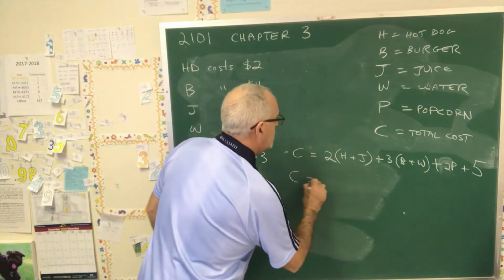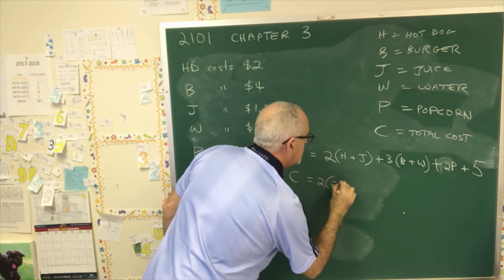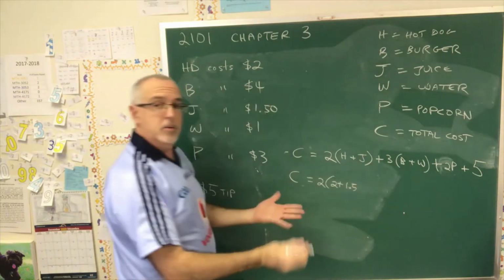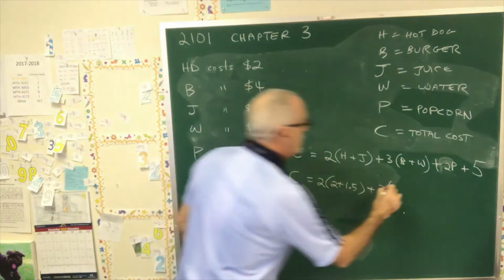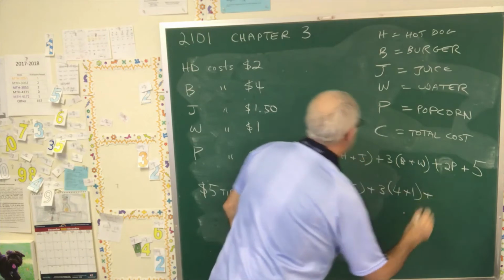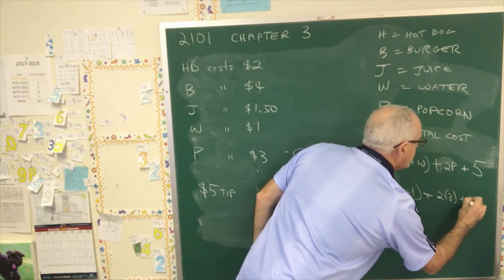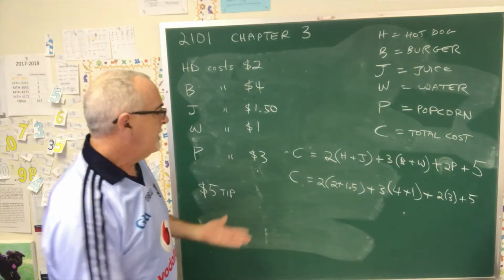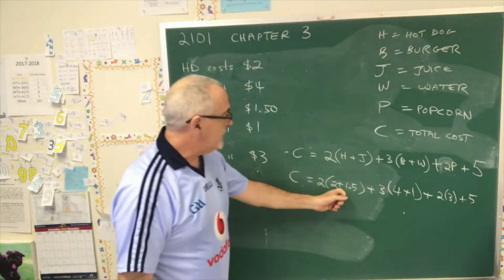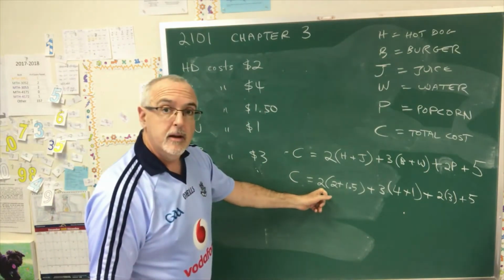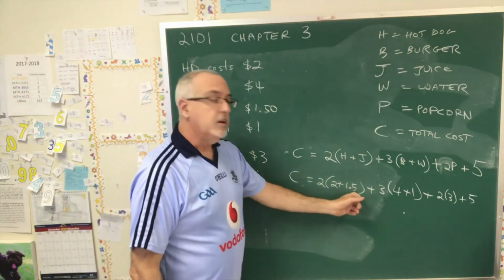So the total cost will be equal to 2 times hot dog plus juice, 2 plus 1.5, plus 3 times burger plus water, that's 4 plus 1, plus 2 times the P for popcorn, which is 2 times 3, plus the 5. Well, we can finish this off now. But BEDMAS, bracket, you do bracket first. So even though this is a plus, and that's a multiply, and normally multiplies happen before plus, bracket forces us to do the plus first.